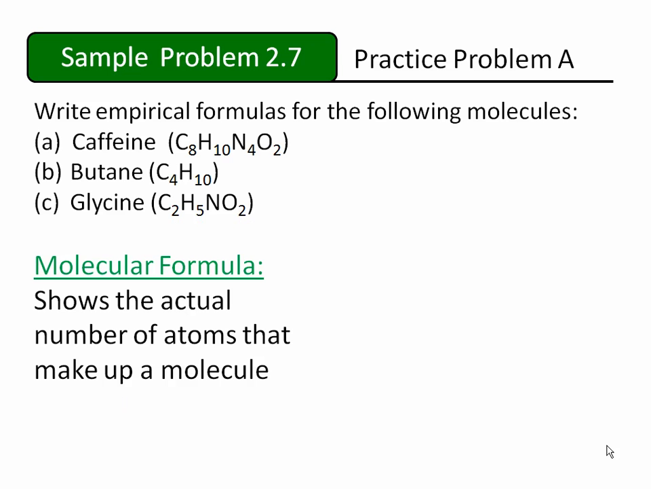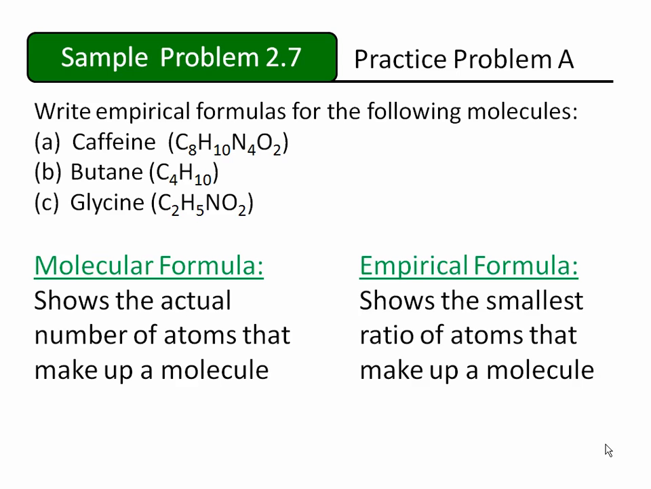We've already seen that a molecular formula tells us the actual number of atoms of each type that are found in a molecule of any compound. And again, that's the information that we have here in the problem. An empirical formula tells us the smallest ratio of atoms that make up a molecule of the compound.